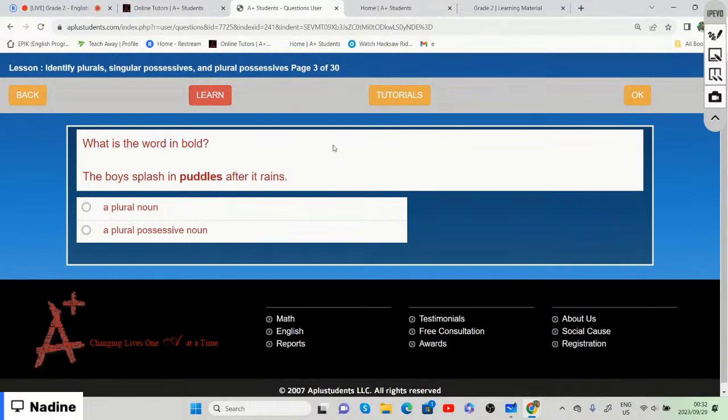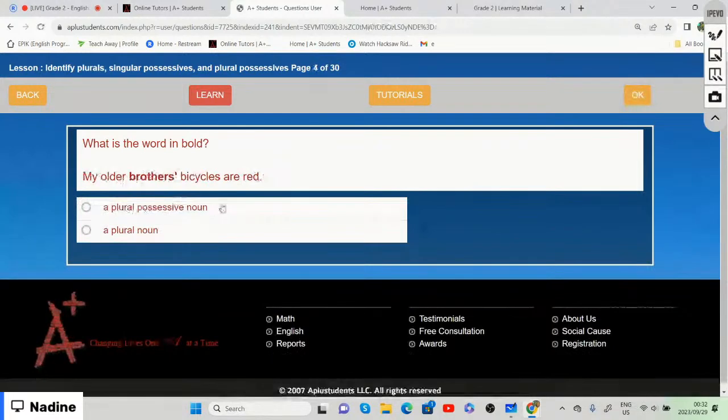So puddles, right? Remember we said that there's no apostrophe. And if there's no apostrophe, then it means that it's just a plural. Only when there is an apostrophe would it show a possessive noun, right? But in this case, there is no apostrophe, so it is just a plural noun.